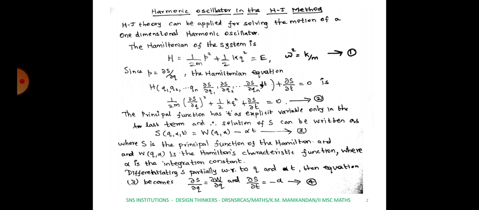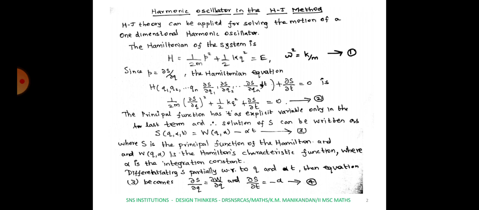We know that the Hamiltonian of the system is H equal to 1 by 2m into p square plus half kq square, equal to the total energy E. Here p represents the generalized momentum, m is the mass and q is the generalized coordinate. E represents the total energy, and omega square is equal to k by m, where k is a constant.